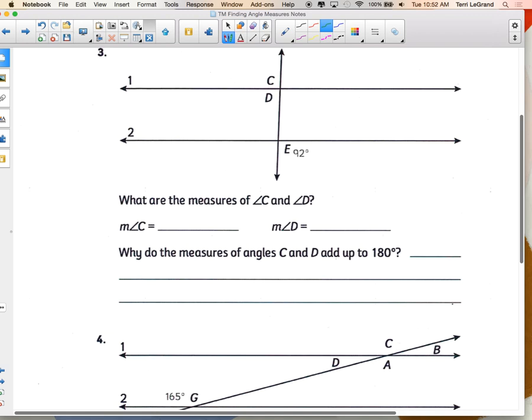You know what? Let's do it this way. Mark the vertical angle to E. Mark the vertical angle to E as X. So it should be right here, am I right? Okay. Do we now know what X measures?